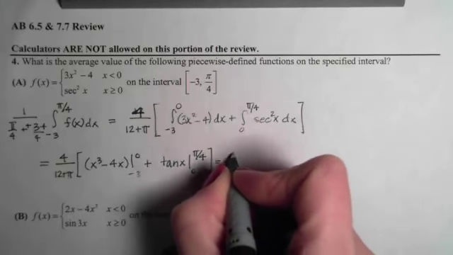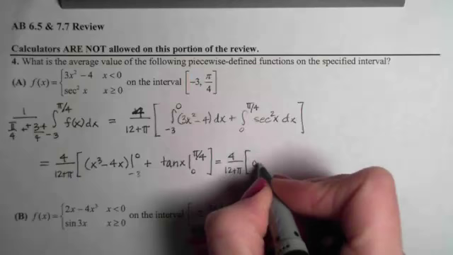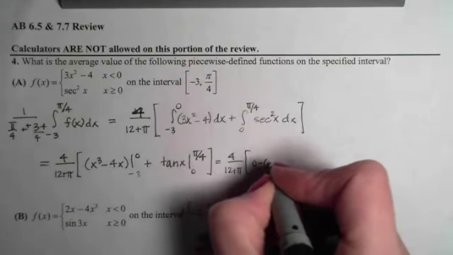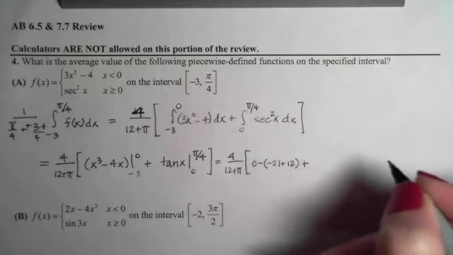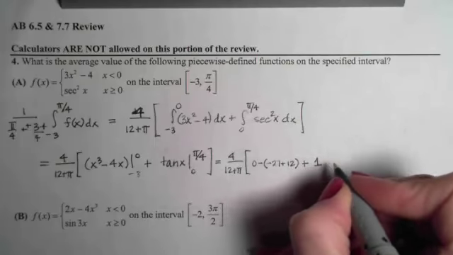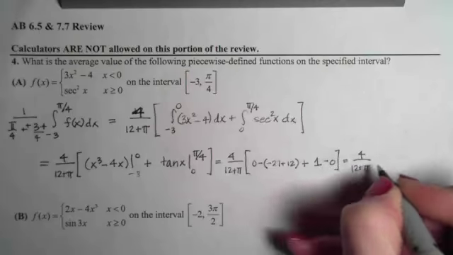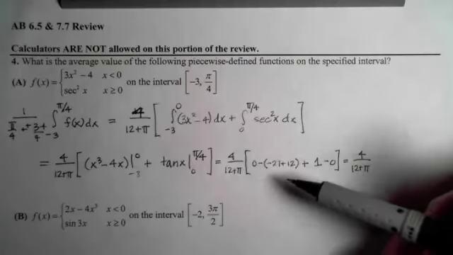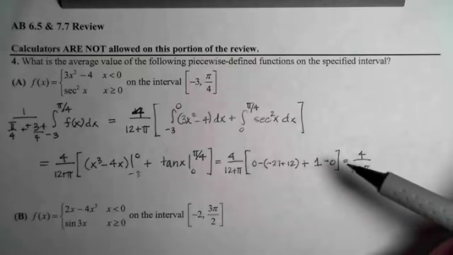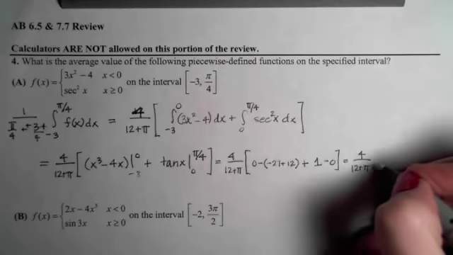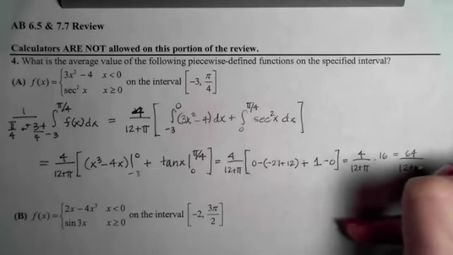So if I finish this up, I have a 4 over a 12 plus a pi, and then inside I have a 0 minus, if I plug in a negative 3, that's a negative 27 plus a 12, and then I'll add the tangent. Tangent of pi over 4 is a 1, tangent of 0 is a 0. So put this all together, I have a 4 over a 12 plus pi, and then a negative 27 plus 12, that is a negative 15, that's a positive 15, plus a 1 is a positive 16. So 4 times the 16 gives me a 64 over a 12 plus pi.